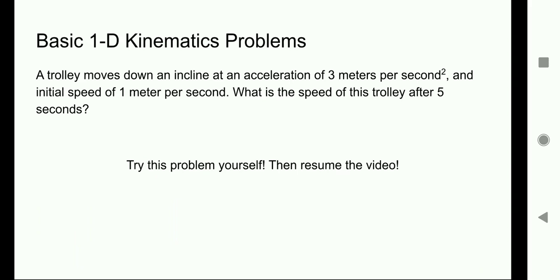I'll read it once. A trolley moves down an incline at an acceleration of 3 meters per second squared and an initial speed of 1 meter per second. What is the speed of this trolley after 5 seconds? So try this yourself. Pause the video if need be.